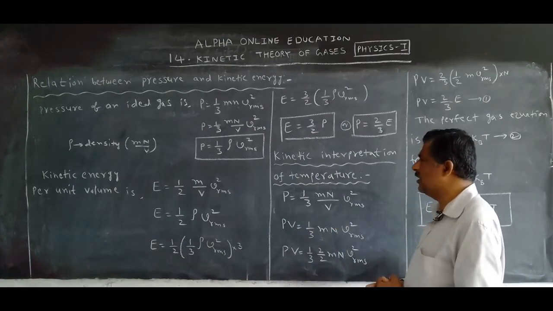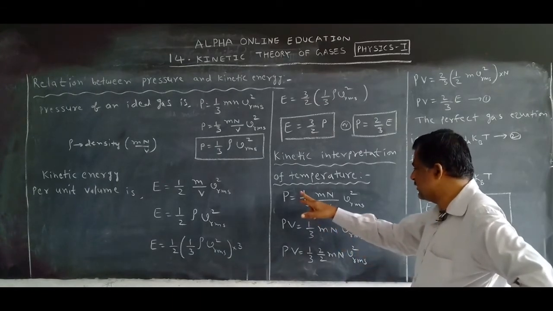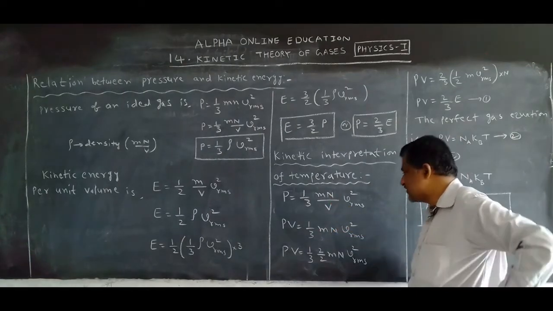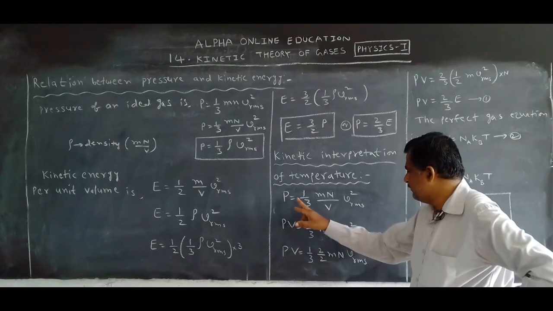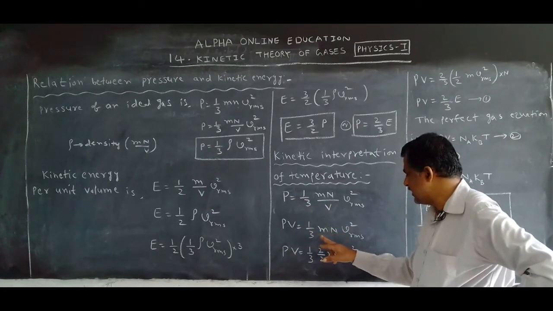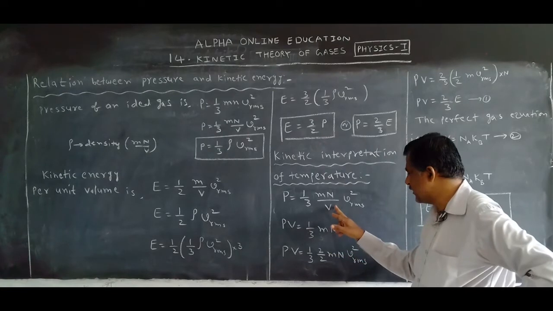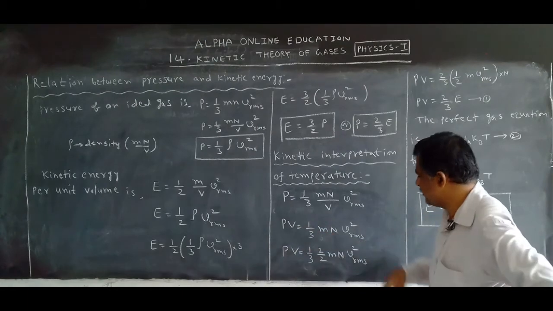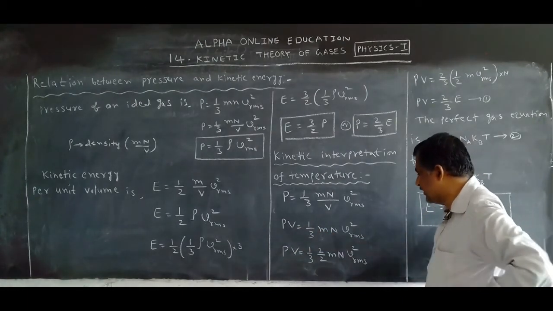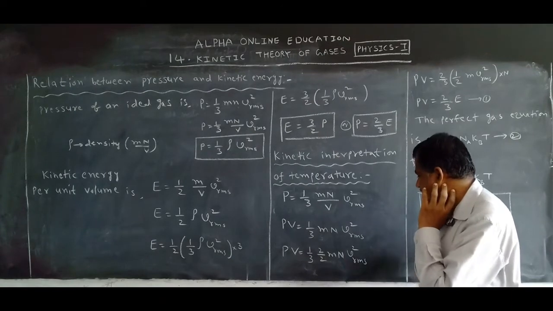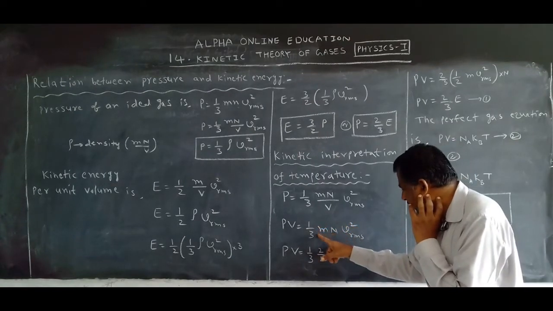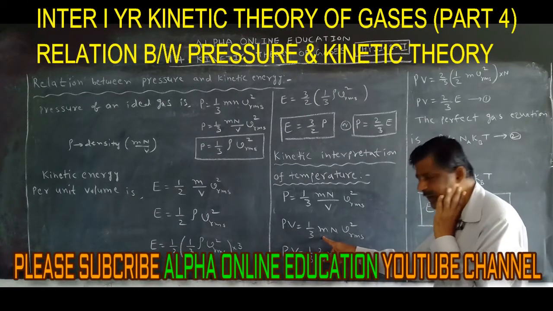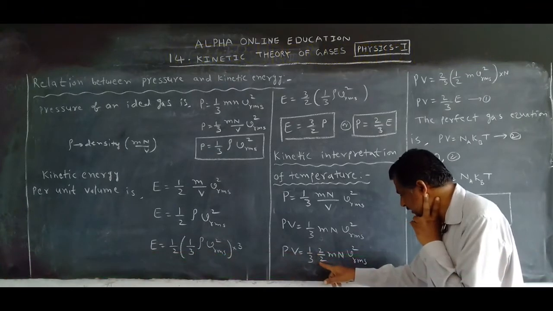The pressure of an ideal gas is P equal to 1 by 3 m N by V V RMS square. Take V here: PV is equal to 1 by 3 m N V RMS square. What is the equation? PV is equal to 1 by 3 m capital N V RMS square. Now I have multiplied this equation by 2 and divided by 2.